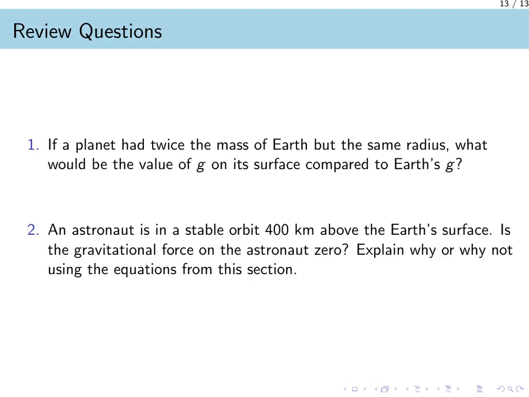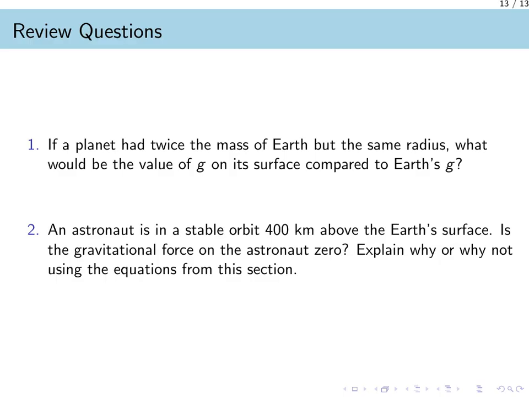For the first question, we can find the surface gravity on a new planet by looking at our equation for g, which is the universal gravitational constant G, times the planet's mass, m, divided by its radius r squared. The question states, the new planet has twice the mass of Earth, but the same radius. If we substitute 2 times m into the equation, the resulting value for g will be twice that of Earth's.